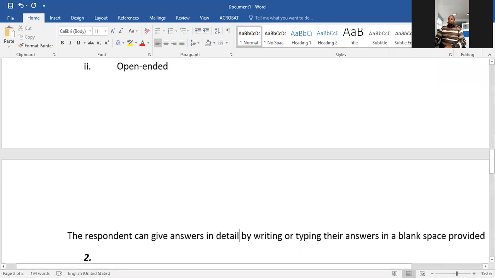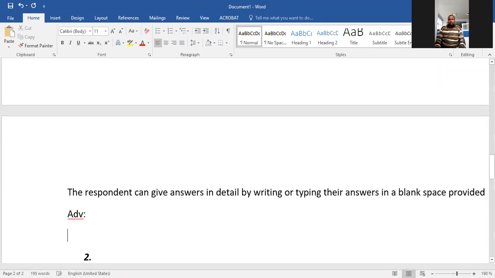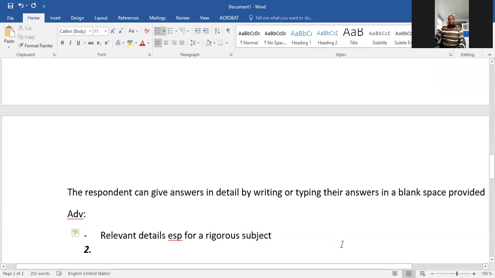All right. Now, what are some of the advantages of this? The advantages of this is that number one, you will get relevant details, especially for rigorous subjects. Especially for a rigorous subject, you will get a lot of relevant details because people are just writing, they're answering what they know.